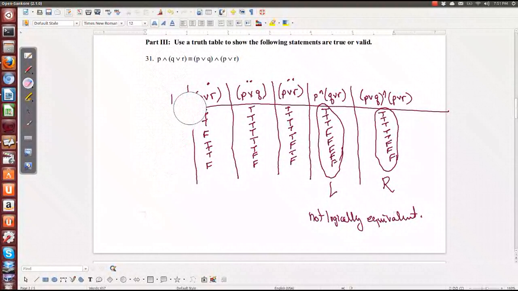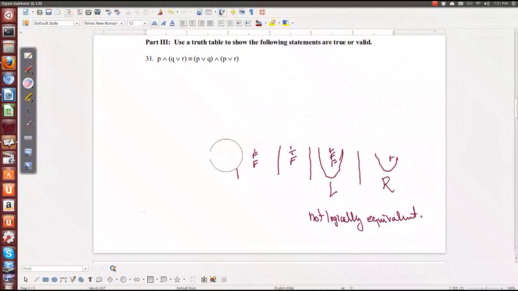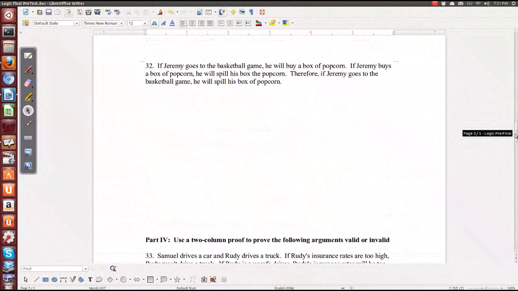On problem 32, we're going to be doing a truth table argument. And remember that in order to do a truth table argument, we have to list our premises and then write our argument first as an implication, and then second as a conditional that we want to be a tautology.